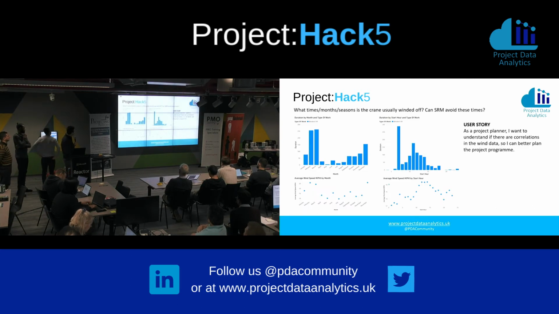So what times, months, seasons is the crane usually winded off, and how can McAlpine avoid these times? So you can see the graph at the top shows January, Feb, March, and then the back end of the year is usually the months where the cranes are winded off, and that sort of correlates with the average wind speeds from the anemometers, which are the wind speed sensors on the top of a crane.